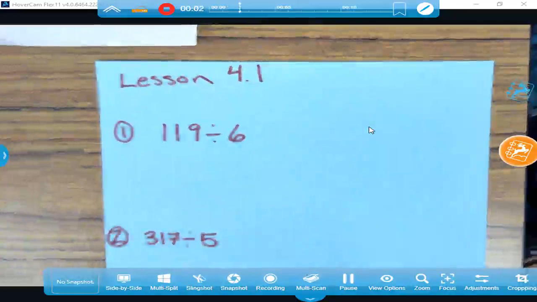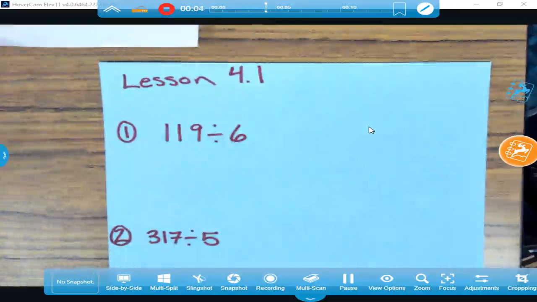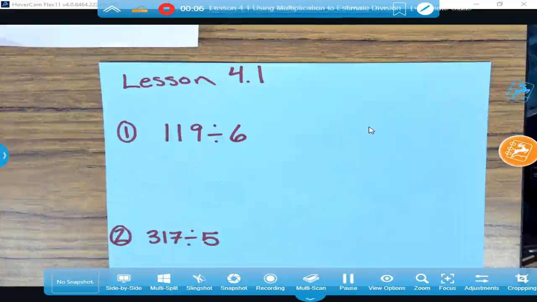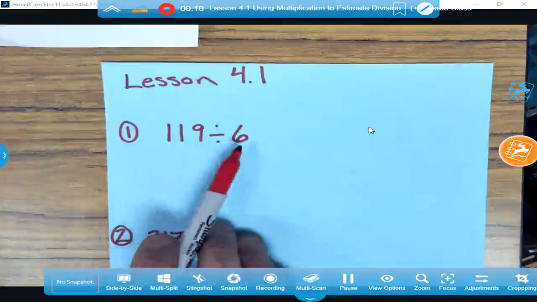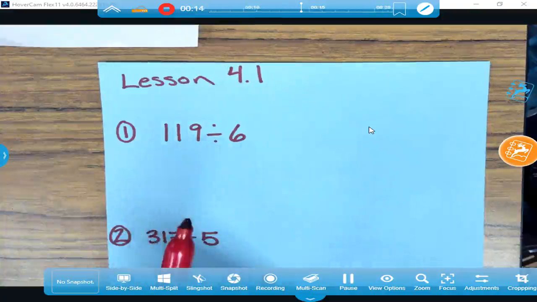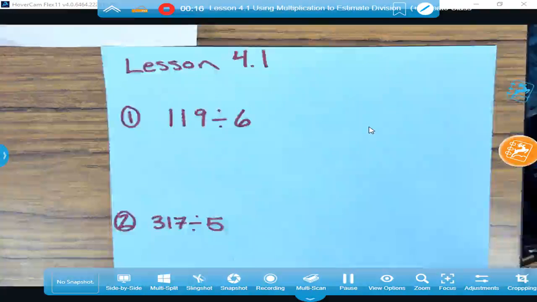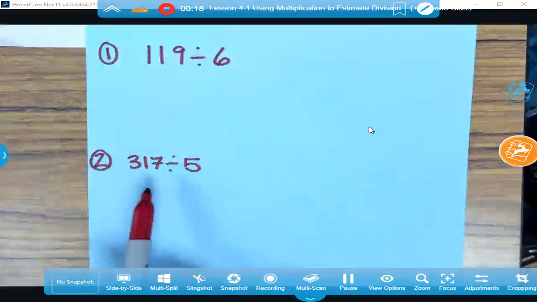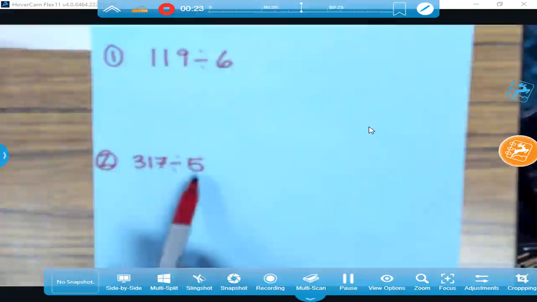Working in lesson 4.1, which is estimating division using multiplication. So what we're going to try to do is figure out an estimate of how many times 6 goes into 119. So we're going to multiply to get there. We also are going to try to do a bigger number, which is 315 divided by 5.